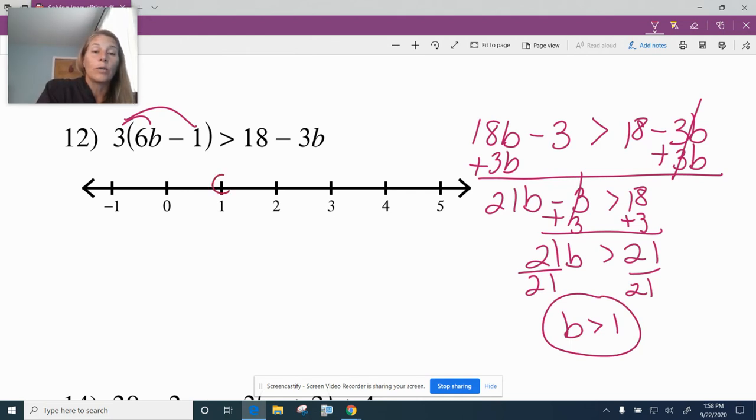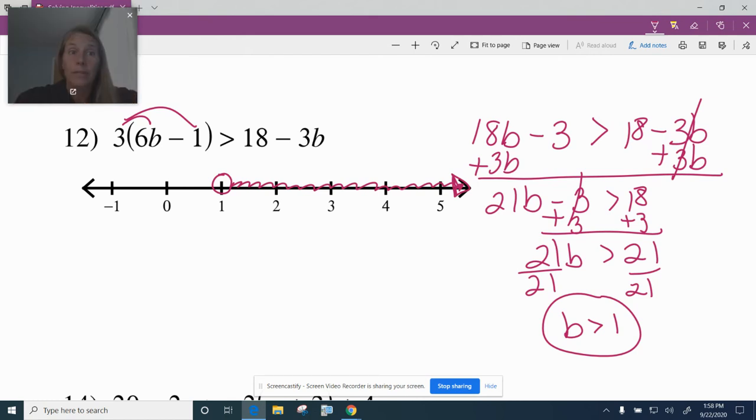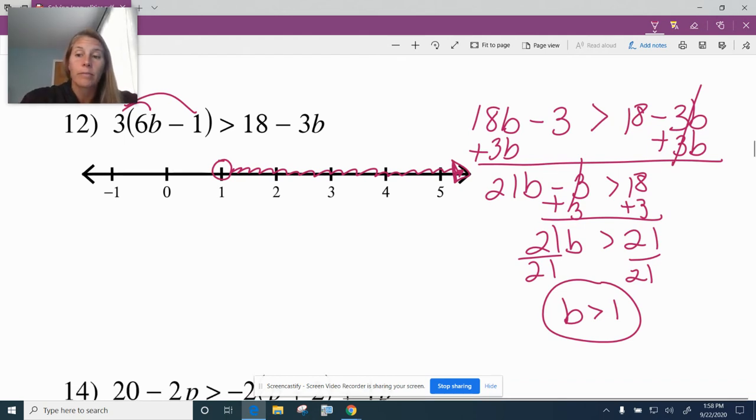So again, no equal to, so it's just an open circle. b is greater than 1. All the numbers greater than 1 are on the right. And if I use that arrow thing, since my variable's on the left and my constant is on the right, I can just look and see which way that's pointing.